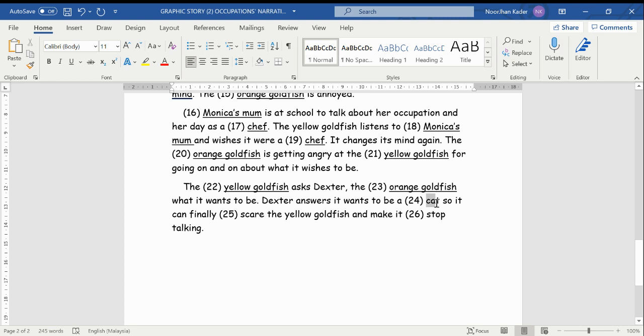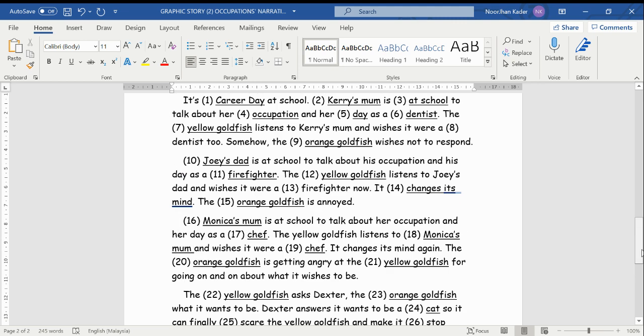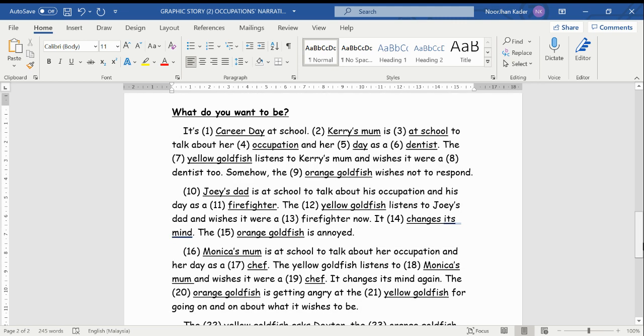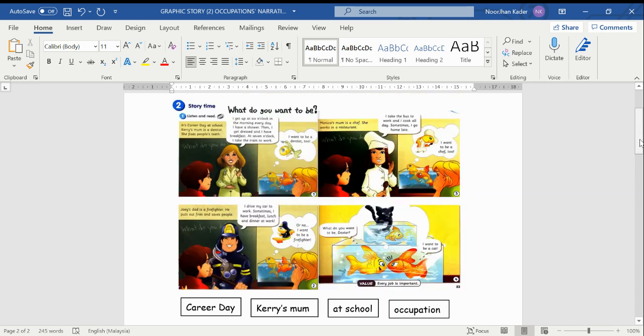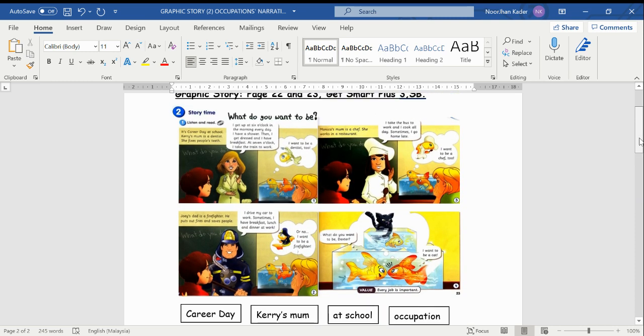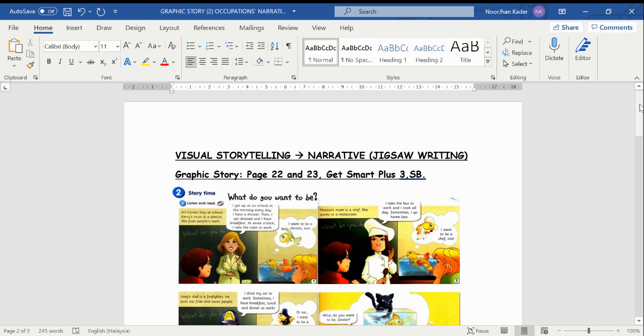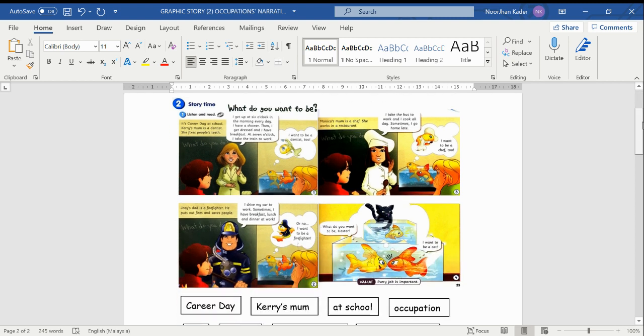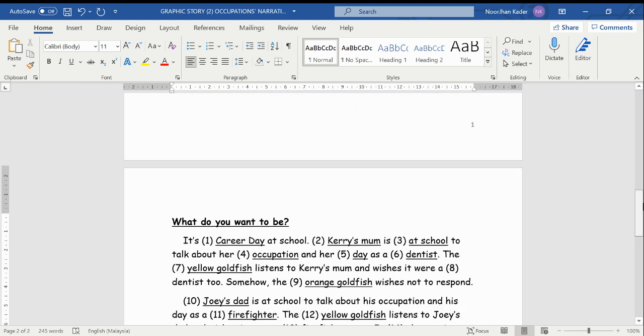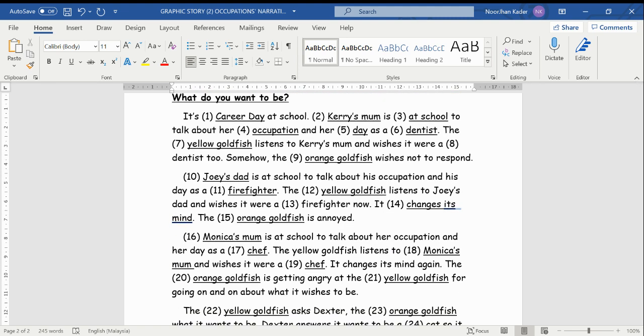Okay, a cat. So it can finally scare. At last, stop talking. Okay, so we have underlined all. But we will check one more time. We will check the narrative. As you can see, I have given you another chance to look at the frames. Just go through one more time to look at the frames. Then we will go to the narrative. We'll read one by one, then we will stop here.